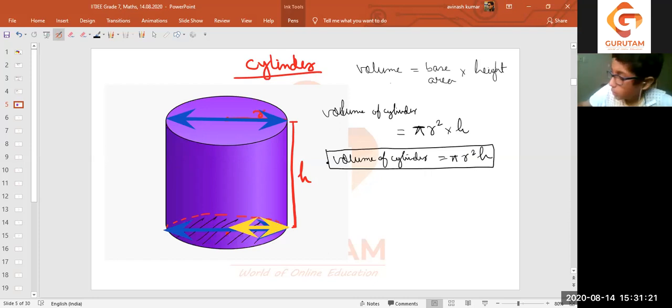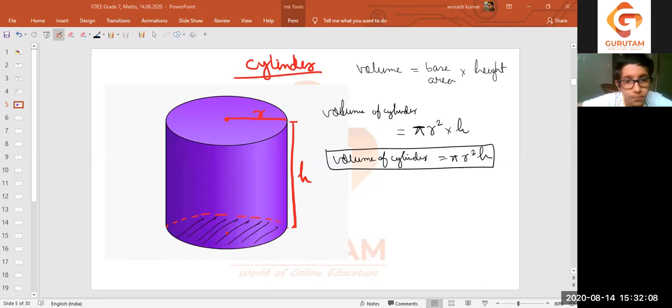Volume of cylinder is equal to pi r squared into height.